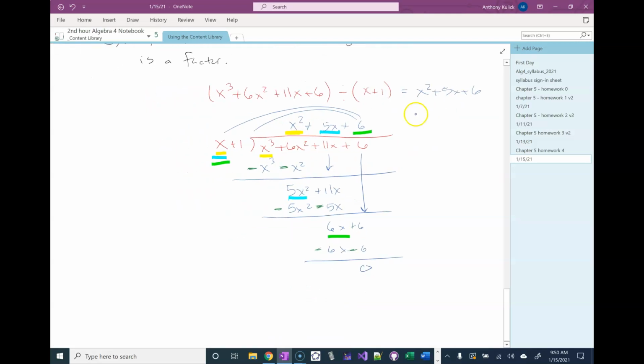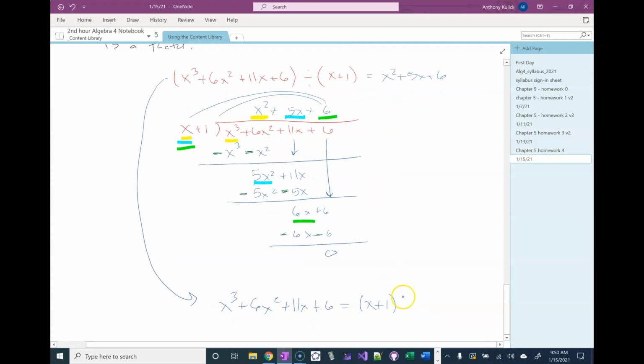Okay, so what this statement can tell me then is that x cubed plus 6x squared plus 11x plus 6 is equal to the divisor times the quotient. So now we have this partial factoring.